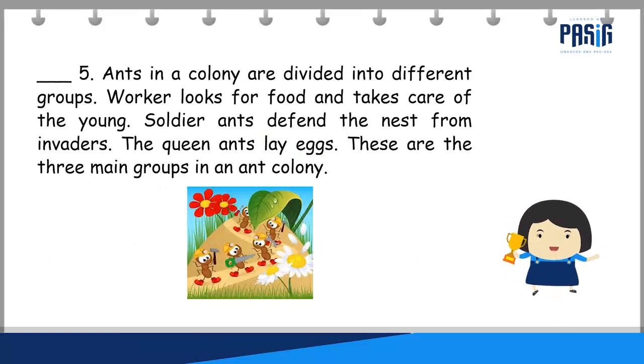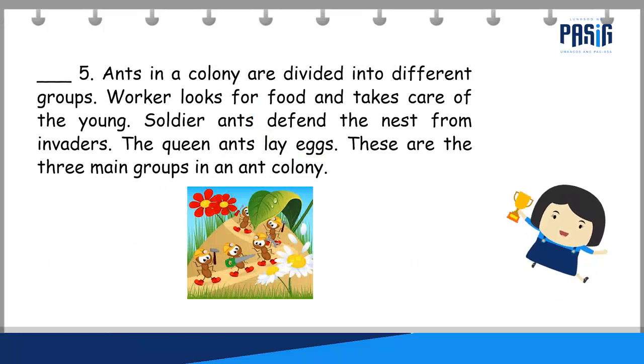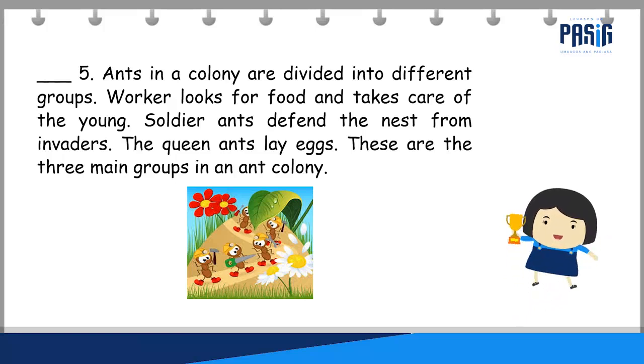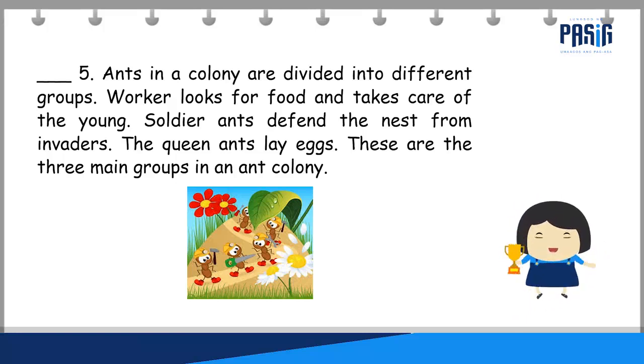Ants in a colony are divided into different groups. Workers look for food and take care of the young. Soldier ants defend the nest from invaders. The queen ants lay eggs. These are the 3 main groups in an ant colony.